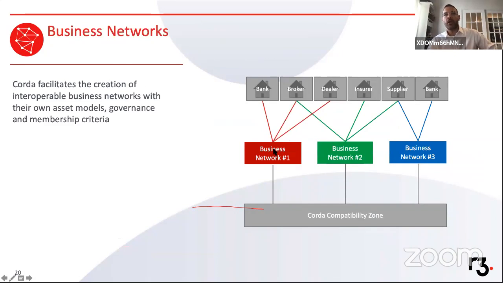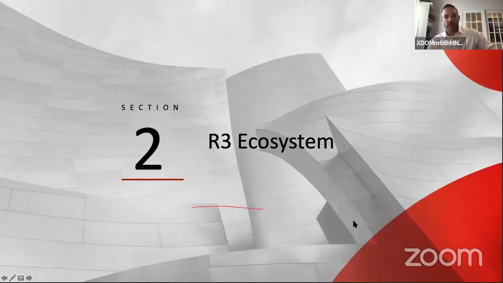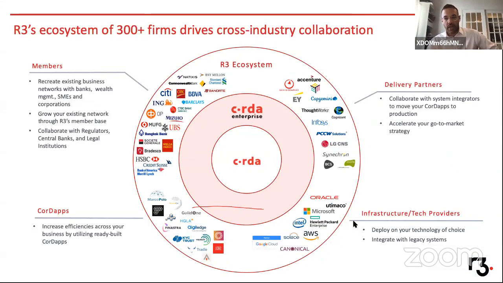So, the broker here would be part of Business Network 1, and would also be part of Business Network 2. Underpinning this is something called the Corda compatibility zone, but we don't have a ton of time to dig into that. Very quickly, I'll end with this slide, and then show one more. We have Corda open source in the middle, Corda Enterprise wrapping around it, and then the R3 ecosystem that we've talked about.